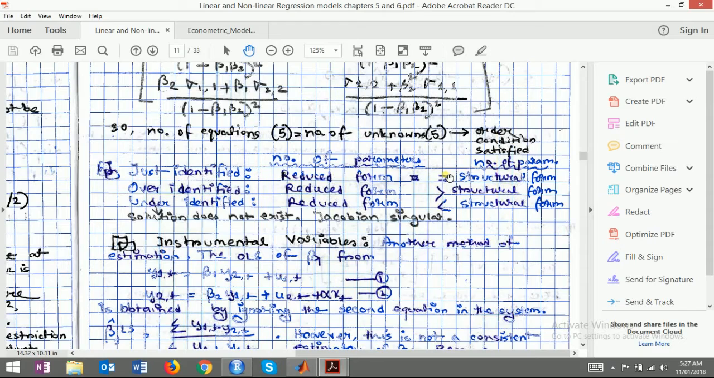Another way to explain it: in a just identified system, the number of parameters equals the number of equations. In an over identified system, the number of parameters is more than the number of equations. In an under identified system, the number of parameters is less than the number of equations. Generally, if the number of parameters is more than the number of equations, it is still executable. If the number of parameters is less than the number of equations, it is not.